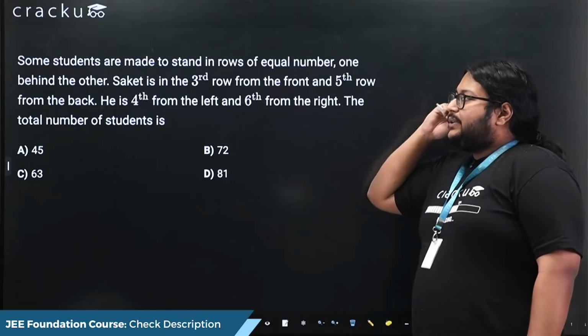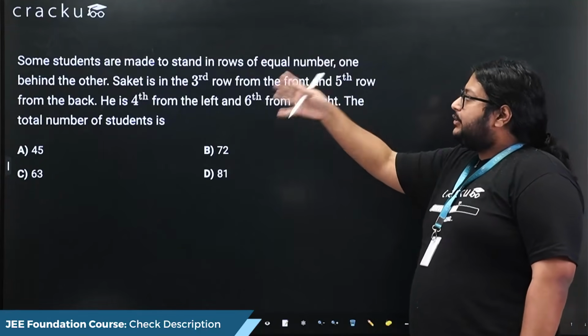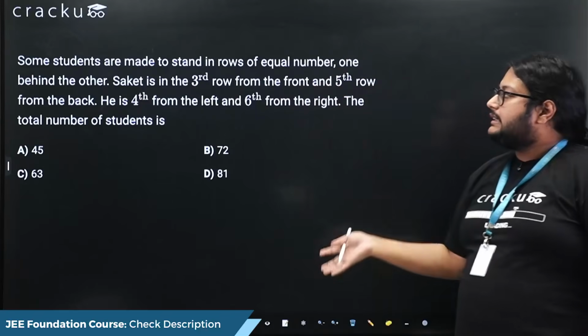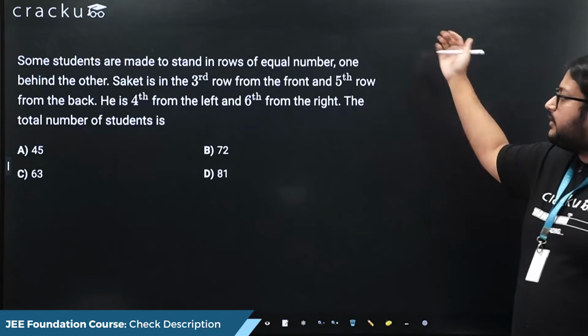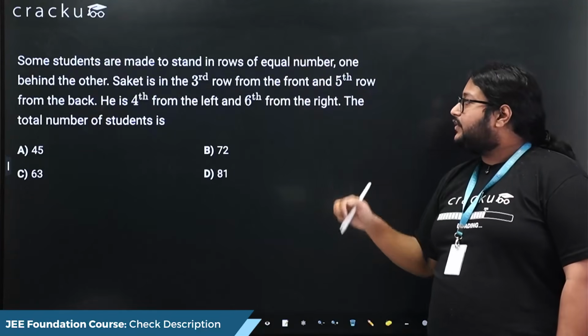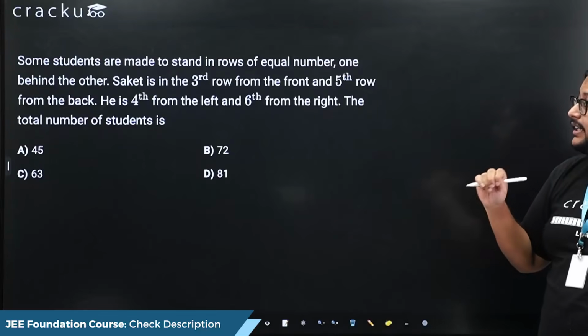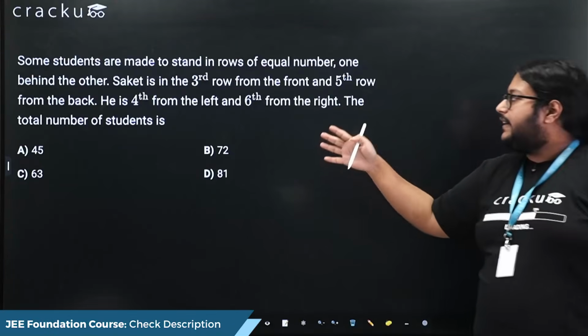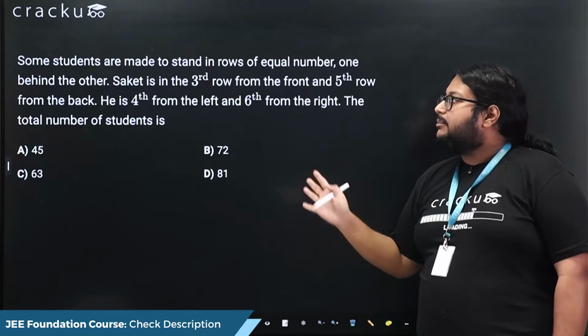In this question, we are told that some students are made to stand in rows of equal number, one behind the other. Saket is in the third row from the front and fifth row from the back. He is fourth from the left and sixth from the right. The total number of students is.